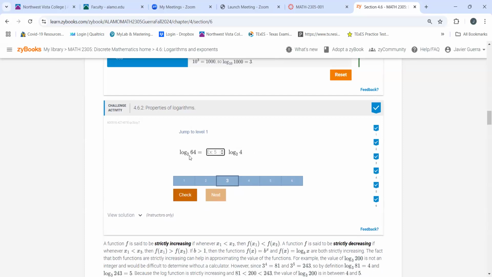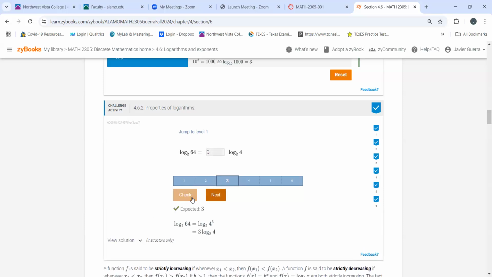This one is log base 2 of 64. So it looks like they converted 64 having a base of 4. So what do I raise 4 to get 64? Is it 3 or 2? I think it's going to be 3. So let's see. It would be a 3. Let's check. That is correct. 4 raised to the third is 64. So I move the 3 in the front. Therefore, it becomes 3 log base 2 of 4.